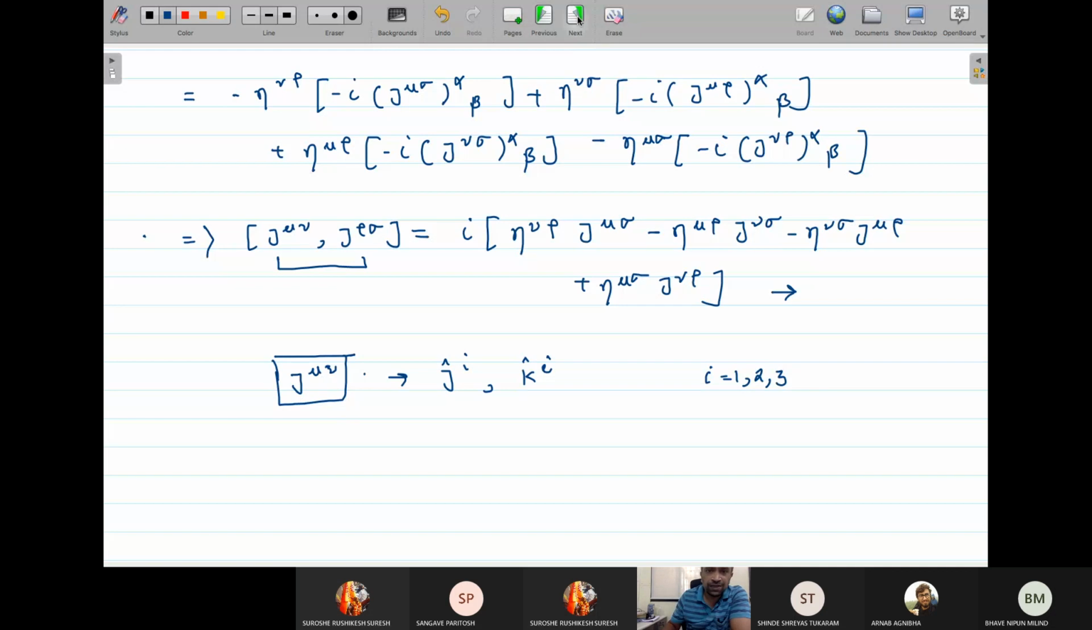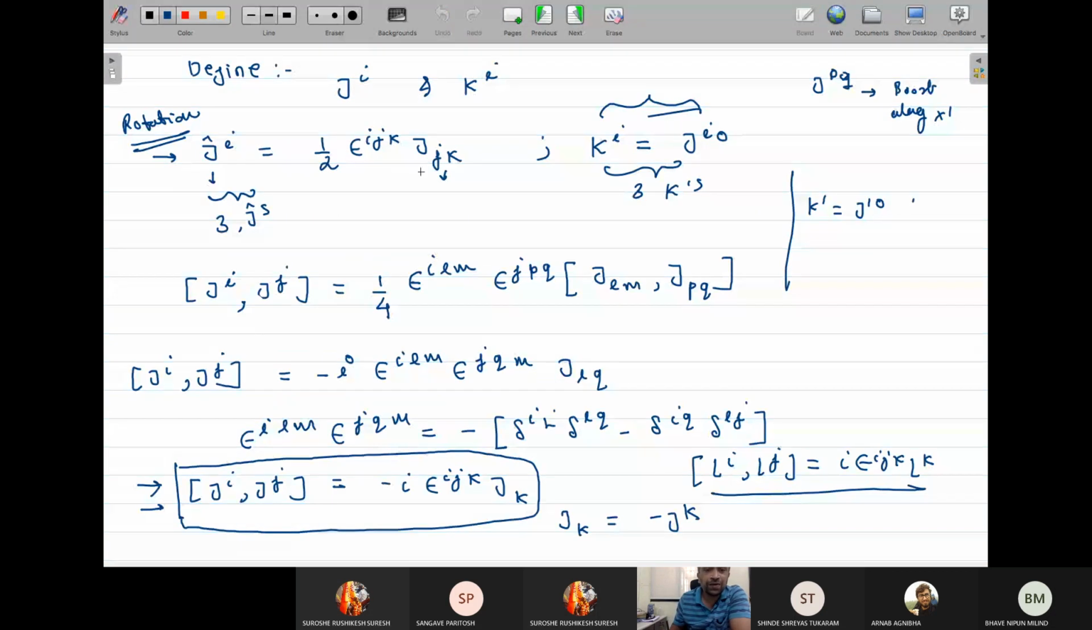Now, how is J_i defined? J_i is defined by taking only the spatial indices of J^{μν}. So J_i is a 3-vector. It is defined as half of ε_{ijk} J_{jk}, where ε_{ijk} is the usual 3-dimensional Levi-Civita symbol, and the j, k indices are contracted. So this behaves as a 3-vector. We will see that.